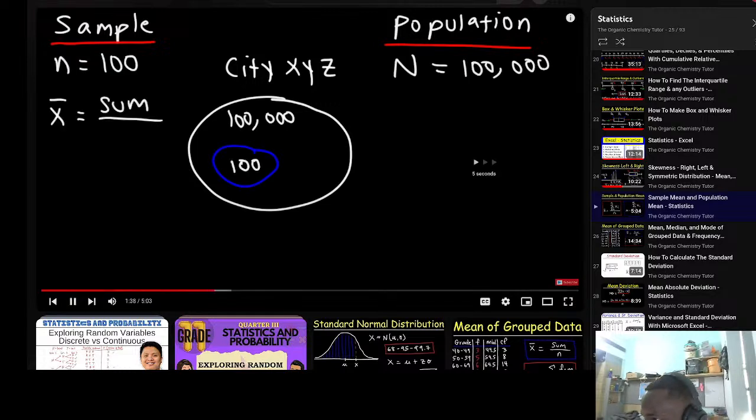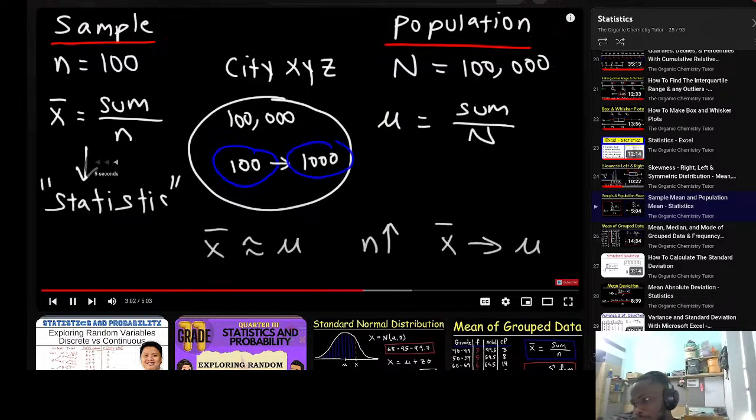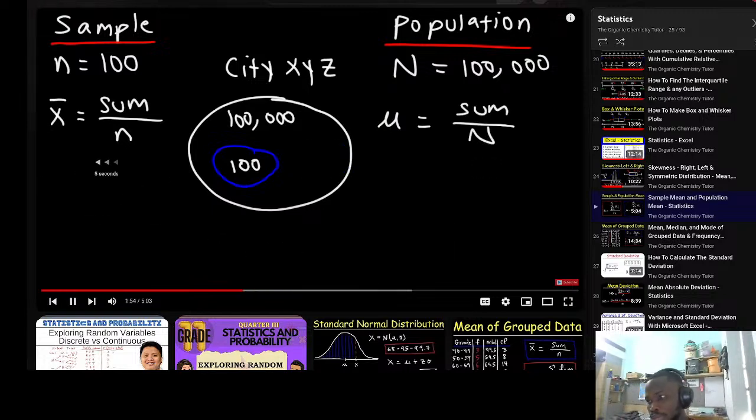The population, denoted by N, is the entire population. Ideally, we want the sample mean to be as close as possible to the population mean.